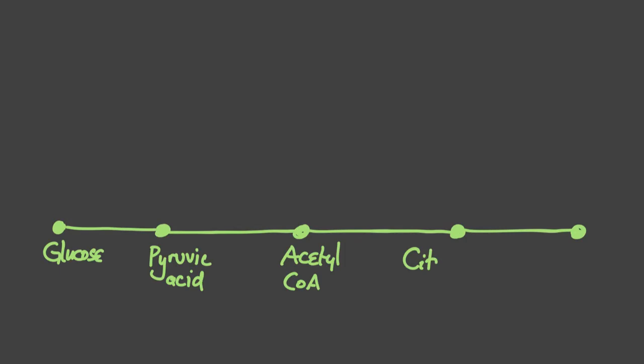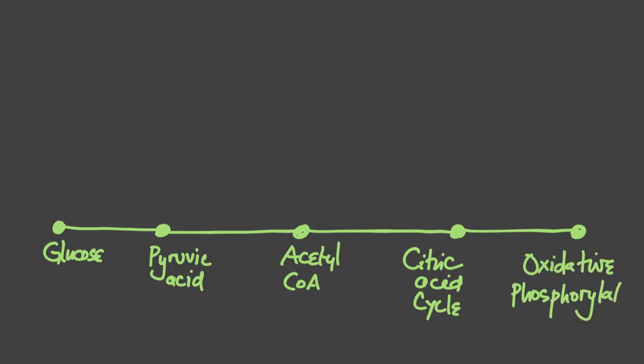Another reason for studying cellular respiration is to understand how fats and proteins are metabolized. So let's go back to our original analogy of writing down all the different stops in cellular respiration. So we have glucose, pyruvic acid, acetyl-CoA entering the citric acid cycle, followed by oxidative phosphorylation. So how do the fats and proteins enter this pathway?